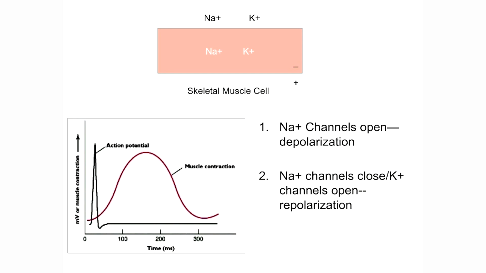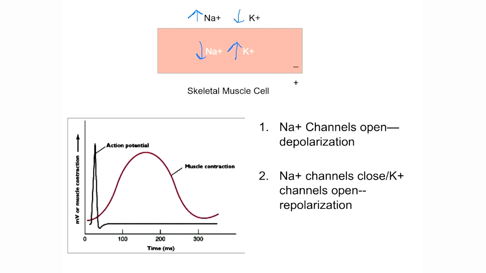One of the things that you may remember about skeletal muscle cells is that they have sodium and they have potassium on the two sides of the membrane. But the sodium is at a higher concentration outside the cell, so I'm using that arrow to represent that, and it's at a lower concentration inside the cell. And potassium is at a higher concentration inside, and it's at a lower concentration outside.